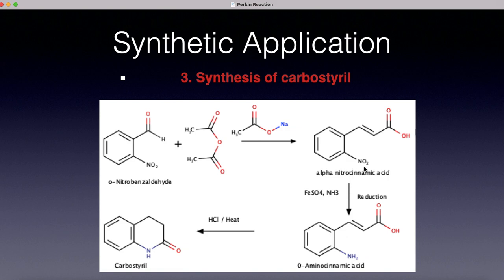orthoaminocinnamic acid. There is the reduction of this nitro group to the amino group. Followed by treatment with HCl and heat, there is the loss of the water molecule, cyclization takes place, and there is the formation of carbostyril.